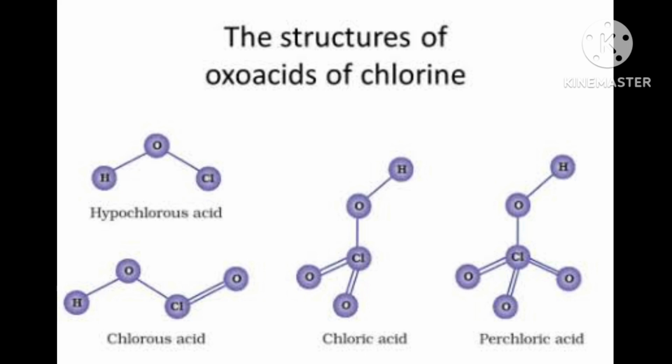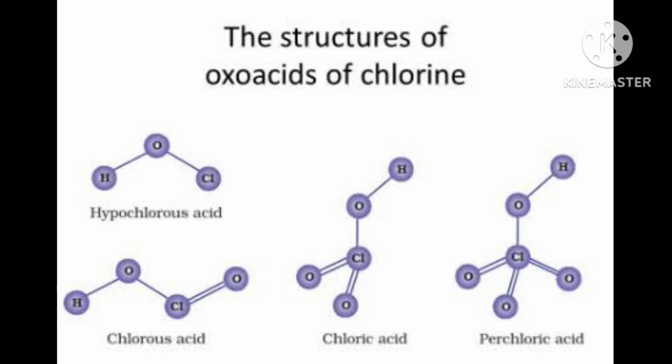Then Cl makes 3 bonds with oxygen: with 2 oxygen double bond, and with 1 oxygen single bond. Oxygen has valency 2, that is -2, so one oxygen is attached with Cl and the other is attached with H, meaning O and H single bond. This is called chloric acid.